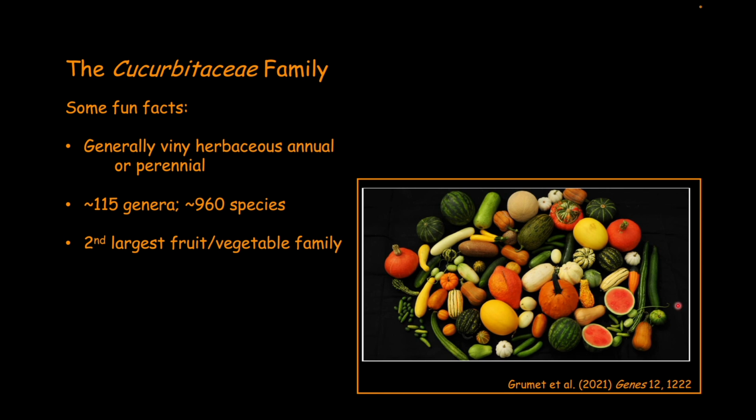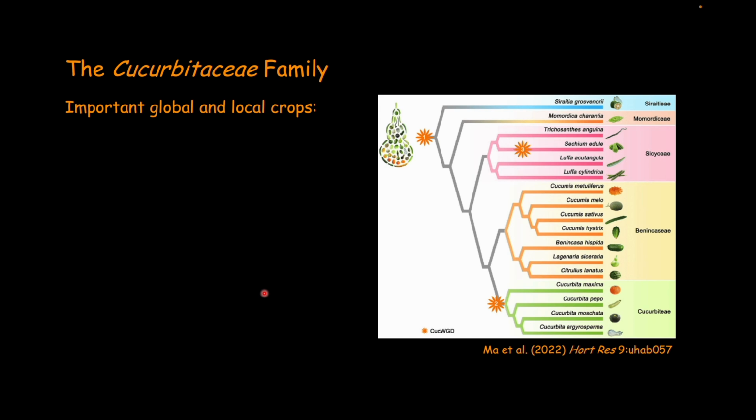Here's a collage of different members of the Cucurbitaceae family. You see melons, pumpkins, squashes, cucumbers, all different sizes, shapes, and colors. It's the second most important edible family of plants after the Solanaceae. The Solanaceae include potatoes and tomatoes. Because it's an important food crop, it's important both globally and locally as crops.